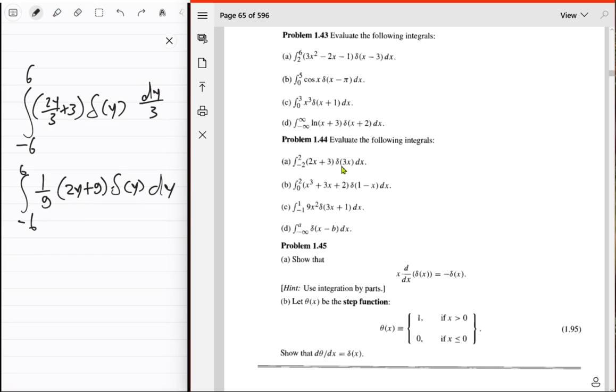Okay, that's awesome. Next, this thing, 0 to 2, x cubed plus 3x squared plus 2, delta of 1 minus x. So it's negative of that, huh? Interesting. Hey, 1 minus x, huh? I mean, we could do the same thing. We just say like 1 minus x is equal to u and do substitution. I guess that could work.